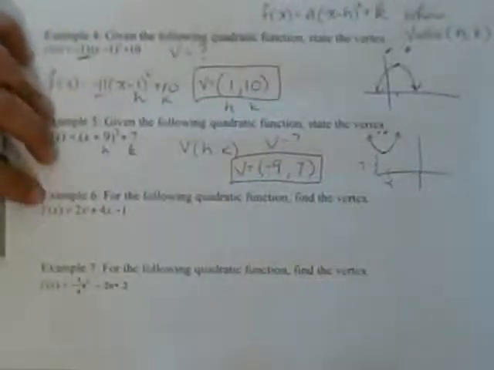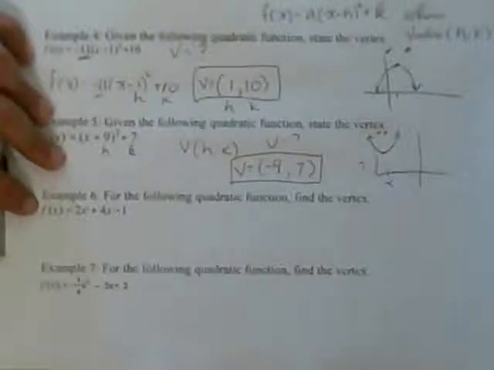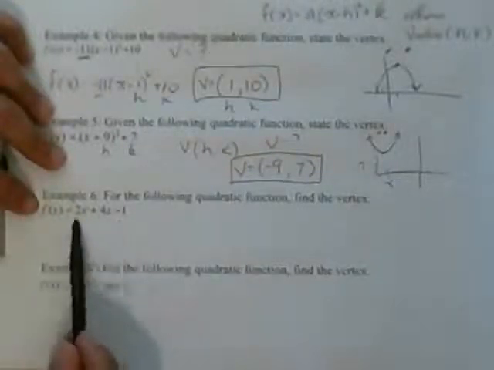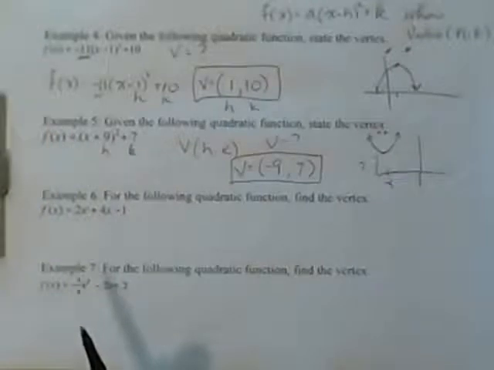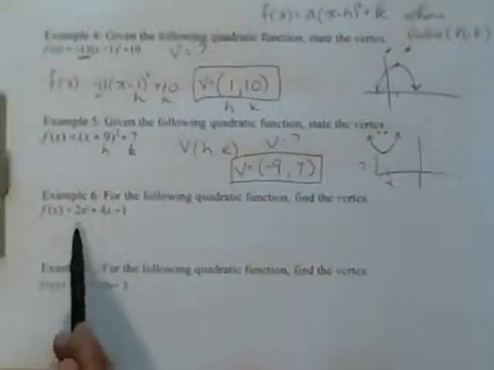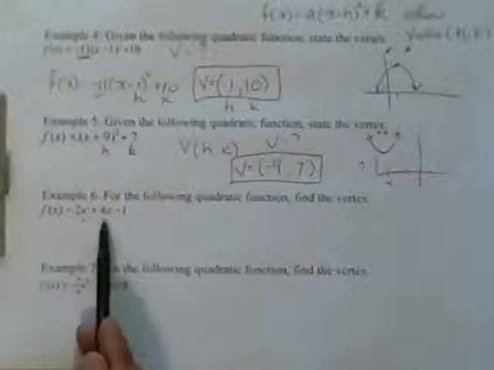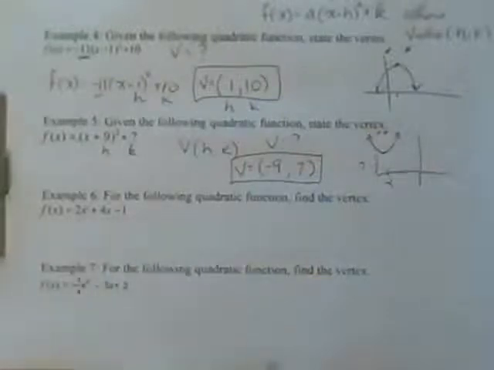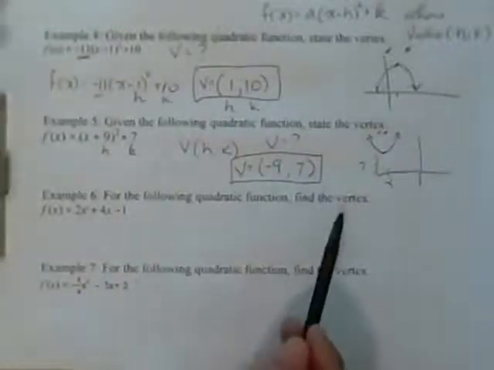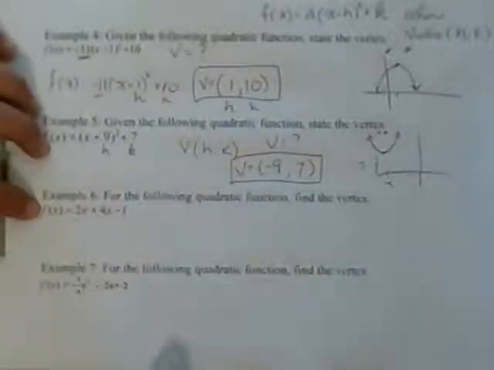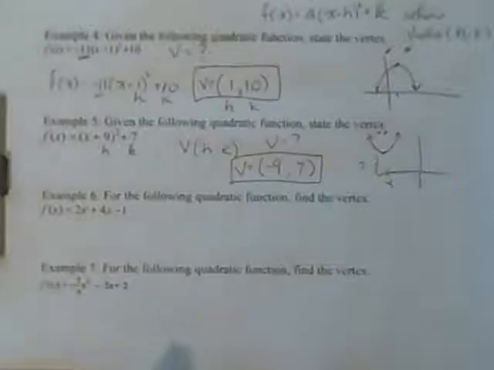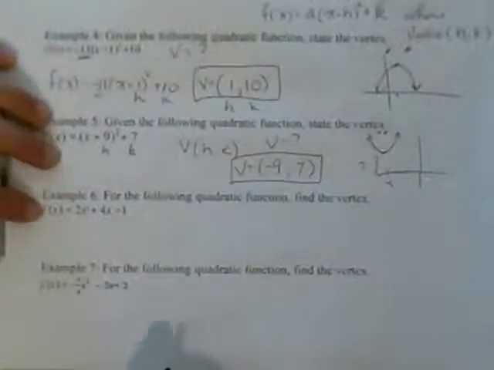Okay. Example 6. For the following quadratic function, find the vertex. Well, right now, at this stage, most books call this the standard form, but I don't even know what they call it in their book. General form, maybe. So let's say, for instance, this is the general form for the function. To find the vertex, there's another way without completing the square on this one, because it might be a little bit difficult. So we're going to find another way to find the vertex.